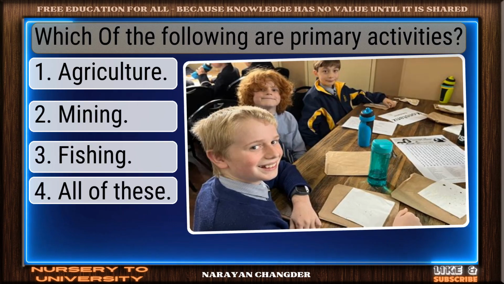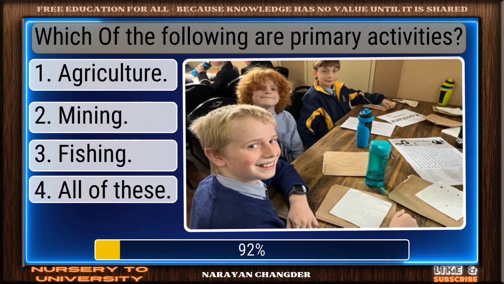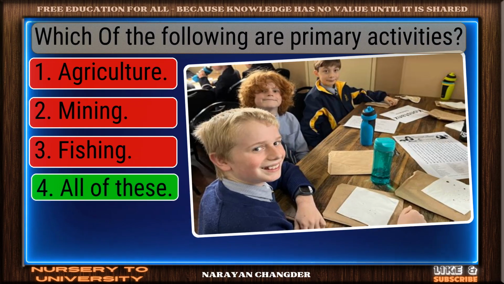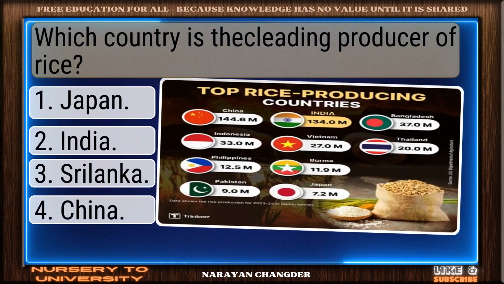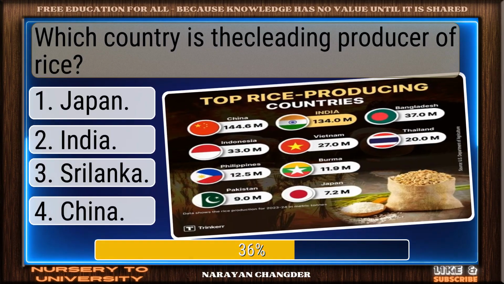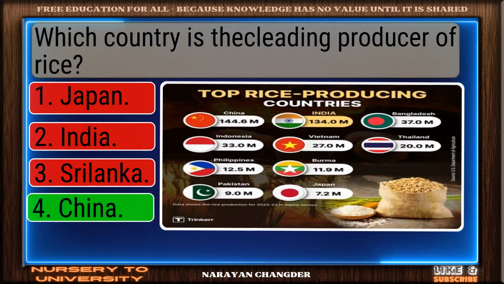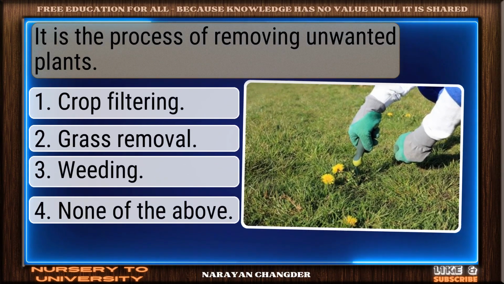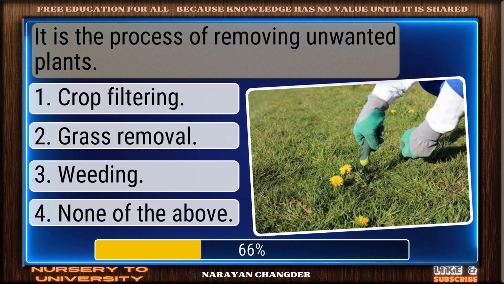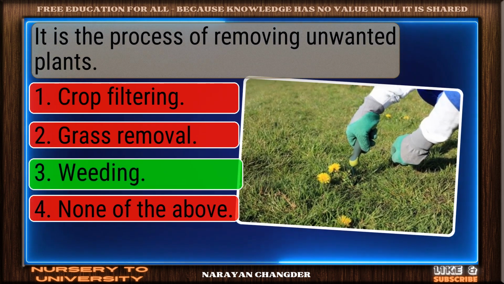Which of the following are primary activities? Excellent choice. All of these is right. Which country is the leading producer of rice? Nice work. China fits perfectly. It is the process of removing unwanted plants. Sharp thinking. Weeding is right.